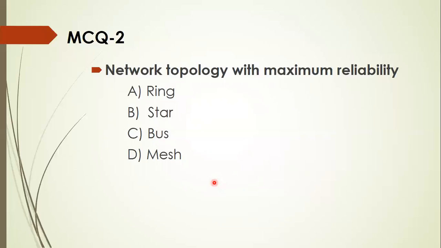Network topology with maximum reliability. Reliability means failure of one or more sites should not halt your system completely. The information available in one site can be easily accessible at another site also, if that site fails. Ring, star, bus, and mesh. The correct answer is mesh, because in the case of mesh, every computer is connected to every other computer.